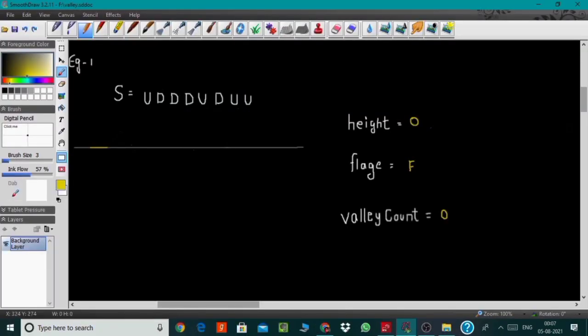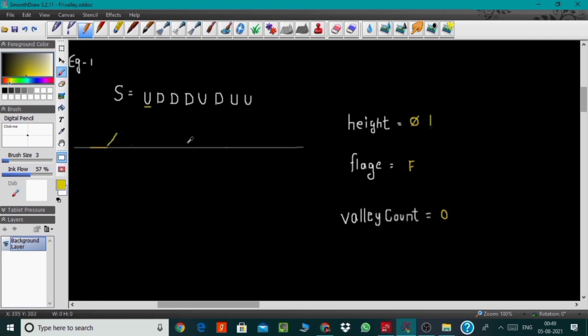So let's see the algorithm. This is the same example, and this line represents the sea level. I've initialized three variables: height, flag and valley count. Height represents if we are above or below the sea level. Initially we are at the sea level, hence height is 0, and flag will tell us if we are in a valley. Currently we are at the sea level, so flag is false. Whenever we are in a valley, flag will be true, and valley count will store the number of times we have entered a valley.